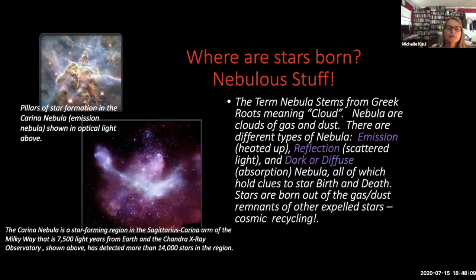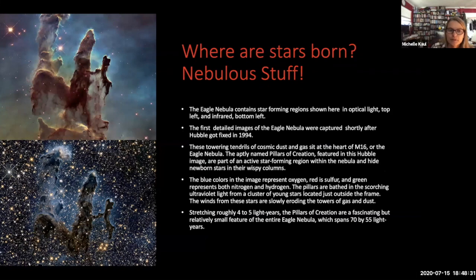But we like to look at these, and they hold clues on star formation. A lot of these are remnants from other stars that have deteriorated or gone supernova. So nebula are remnants from other stars, but also areas where we have star formation. Okay, so we talked about the pillars of creation here. This is a big star forming region right here.